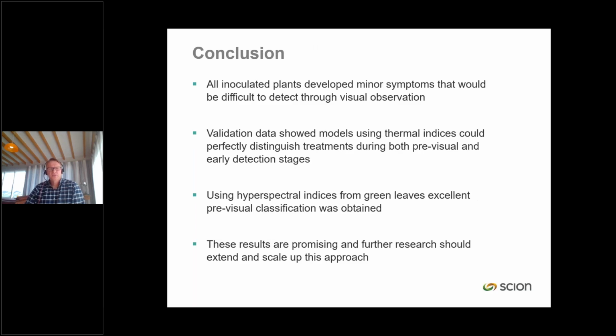So in conclusion, all inoculated plants developed minor symptoms that will be difficult to detect through visual observation. The validation data showed models using thermal indices could perfectly distinguish treatments during both pre-visual and early detection stages. The use of hyperspectral indices from green leaves provided excellent pre-visual classification, and these results are promising, and further research should extend and scale up this approach.